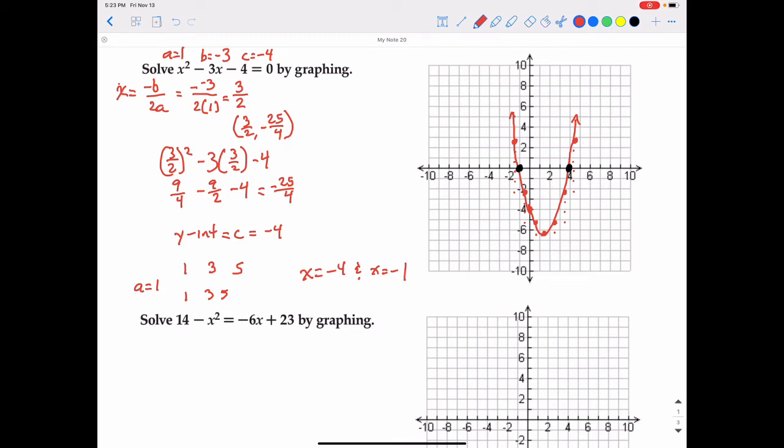So our solution would be that x equals 4 and x equals -1. Excuse me, not -4, it's x equals +4. Let's correct that. There we go. X equals 4 and x equals -1.